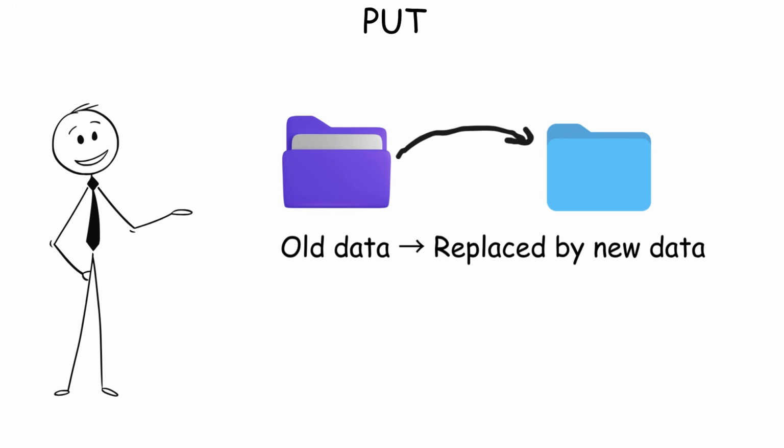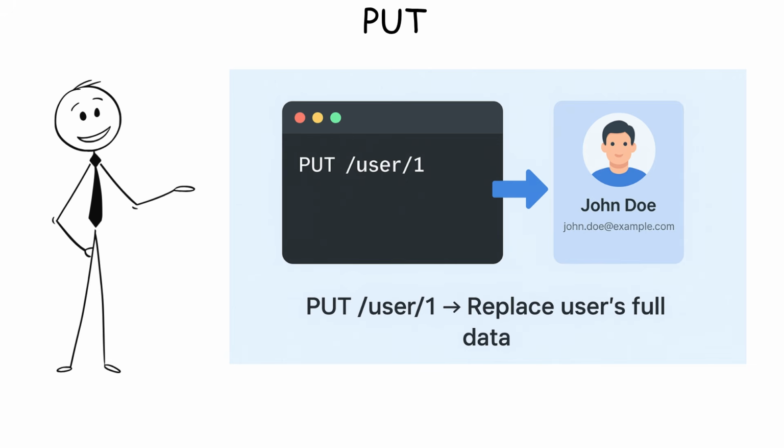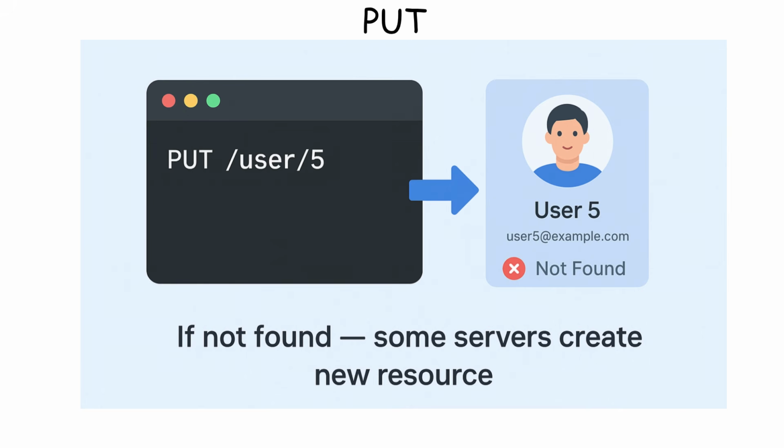PUT. PUT is used to update or replace an existing resource completely. Think of it like replacing an entire file with a new version. If you send a PUT request to /user/1, you're saying, "Here's the full updated info for user 1. Replace whatever's there." If that resource doesn't exist, some servers might even create it.